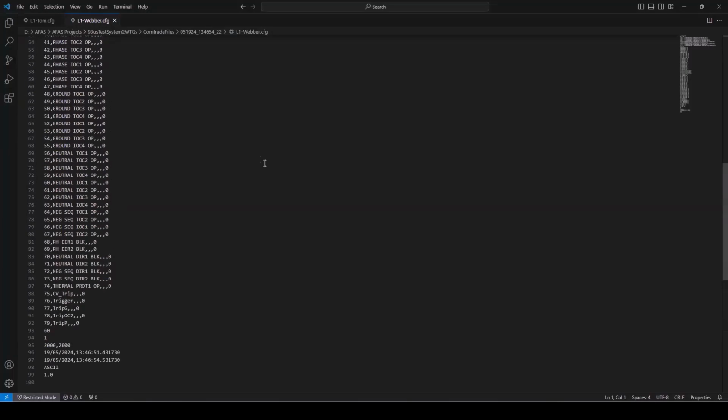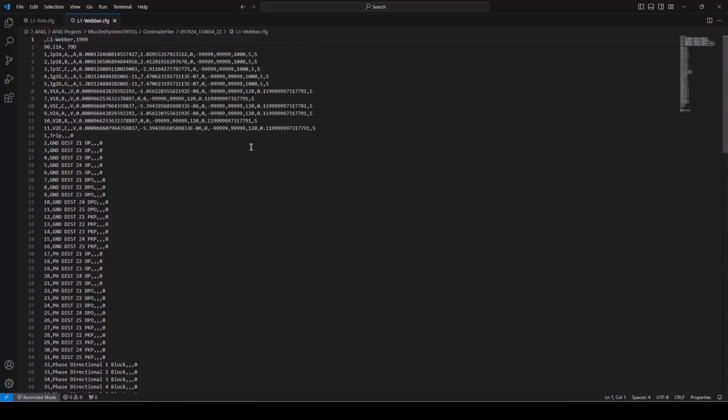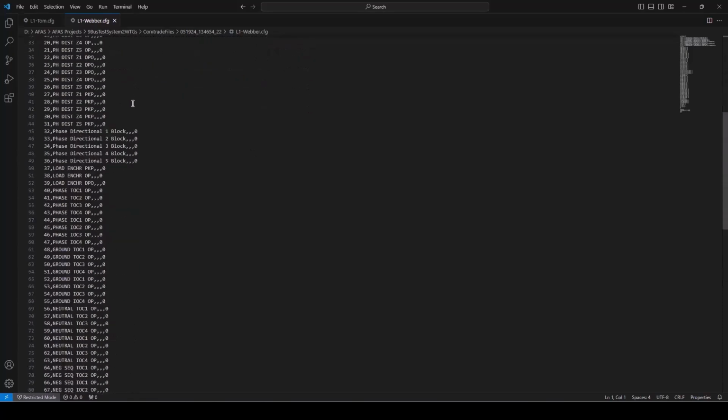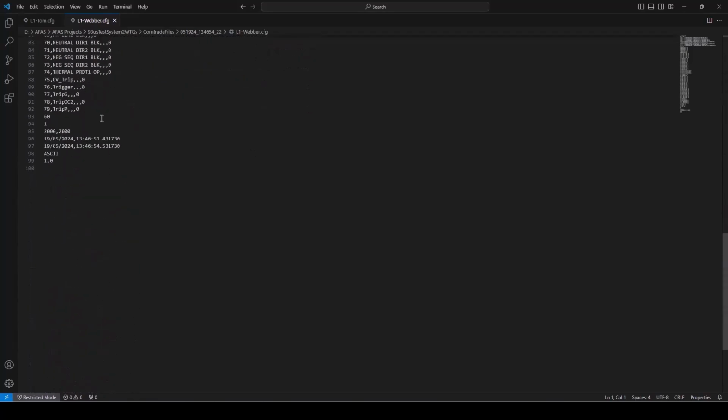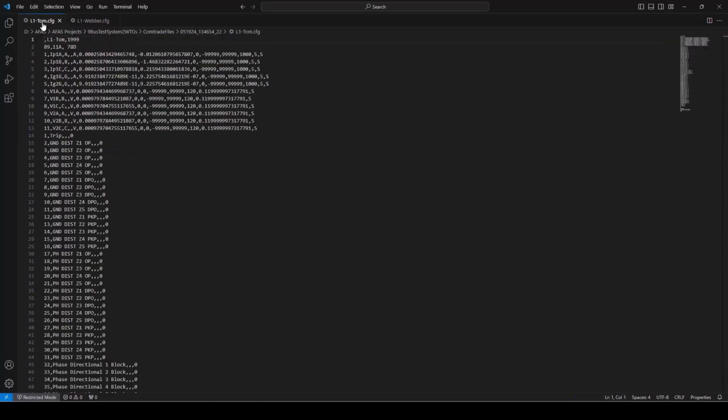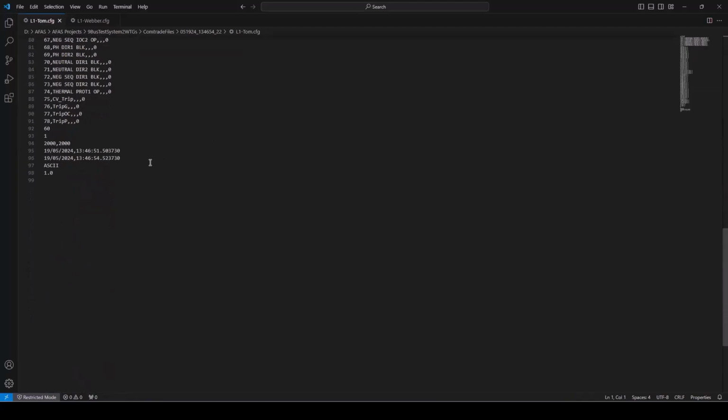COMTRADE files are standardized formats for recording transient data in electrical systems, which help in analyzing the performance of protection devices. They include information about analog channels, digital channels, sampling rate, and more. Here is the trigger time of L1 Weber relay. As you can see, it's 531 milliseconds. And here for Thumb relay, I have 523 milliseconds, an 8 millisecond difference between the two.